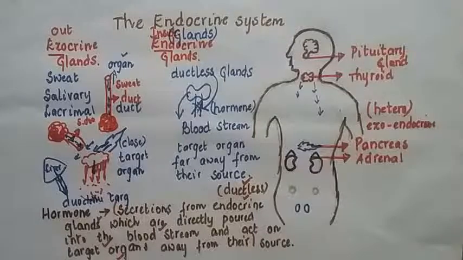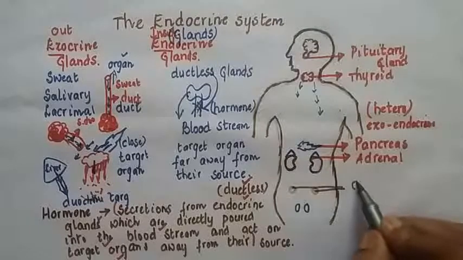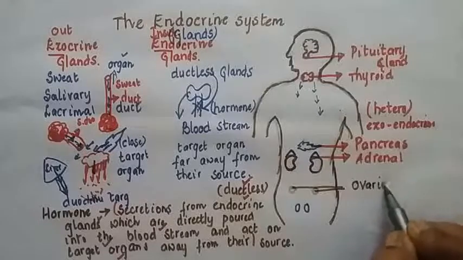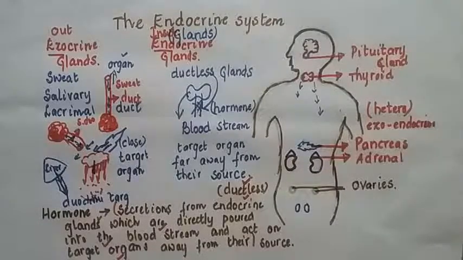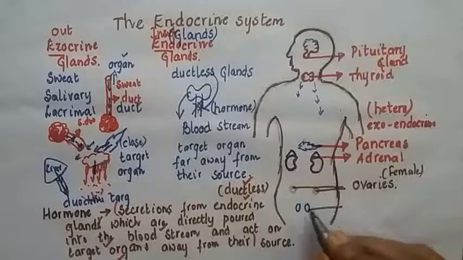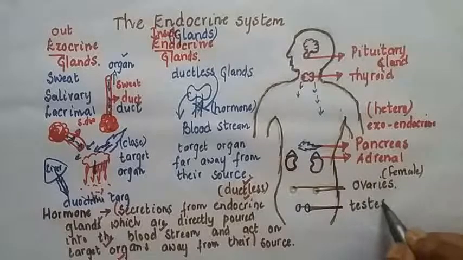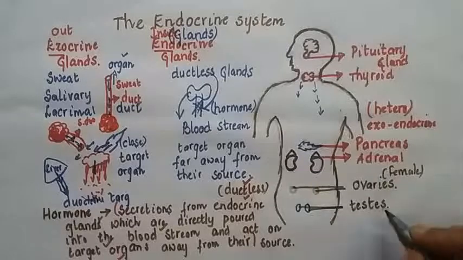in the females we find one more gland known as ovaries. So ovaries are the reproductive glands only found in females, which help in the production of ova. Okay, so along with that, in males we find one more endocrine gland known as testes, which produces sperms.